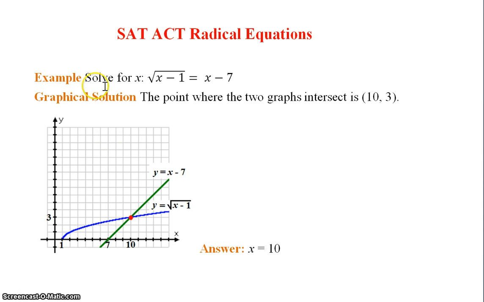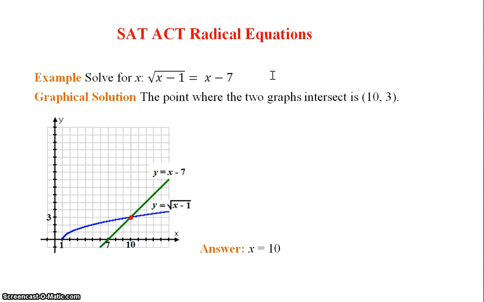Example: solve for x. Square root of x minus 1 equals x minus 7. This is an example of a radical equation because in the left side we have a binomial x minus 1 under the radical sign.